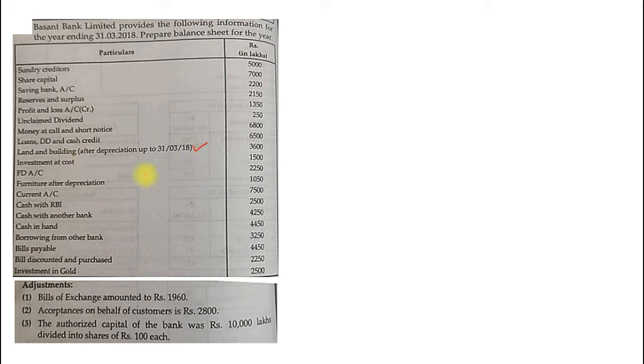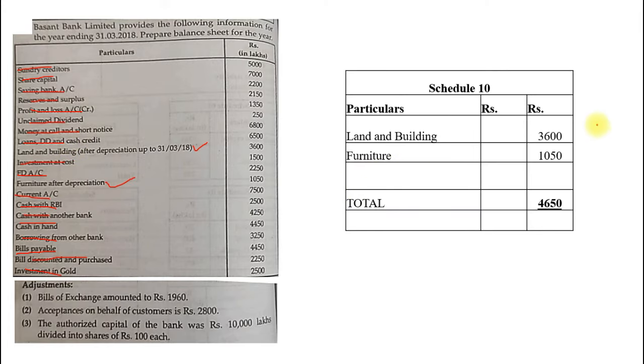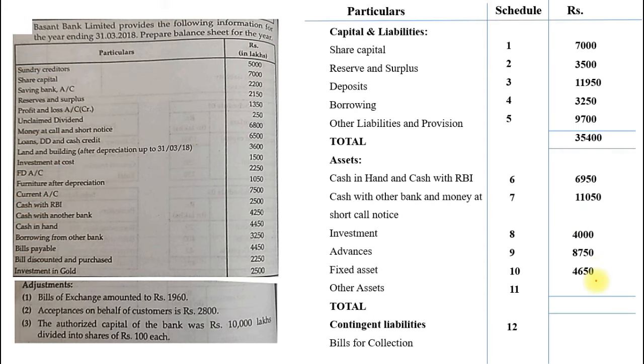Fixed assets, I can see a few things. Land and building is there, number 1. Furniture is there, number 2. And other than that, I don't think there is anything else remaining. See, creditor is done, savings are done. These all things have been posted. Land investment is done. Current cash, borrowing, bills payable, investment, everything is done. Only now bill discounted is left. Okay, bill discounted is also done. So that's it: land and building and furniture. Those are the only two things which were pending. So we totaled it up. 4650 comes under schedule number 10.